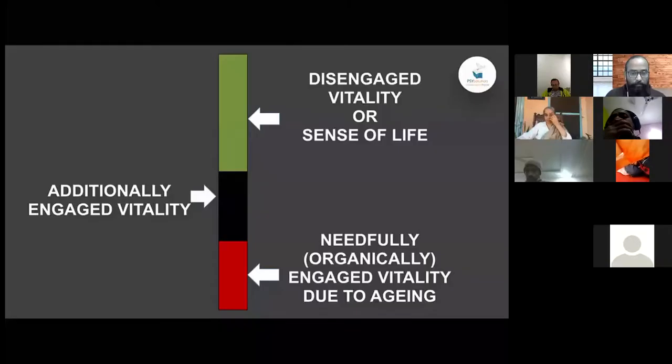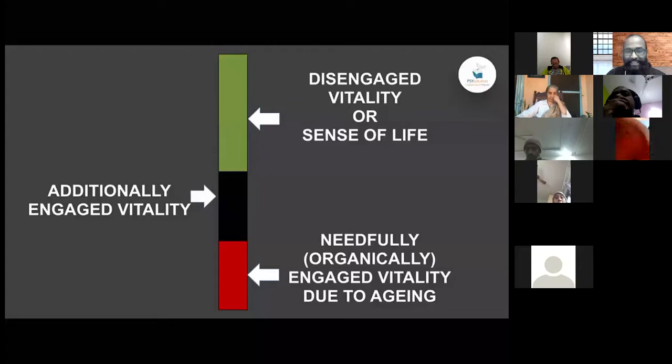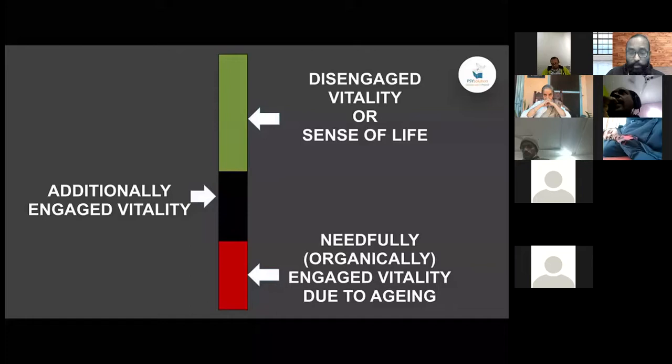So what comes in this additional engaged vitality bar? That is the primary aspect that we'll be probing into, because we need to target this black portion. So we'll go deeper into what this additional engagement is. And in the afternoon session we'll have the voice of the organism and a talk on the law of unity that will explain that additional engagement, where we have it knowingly and unknowingly.